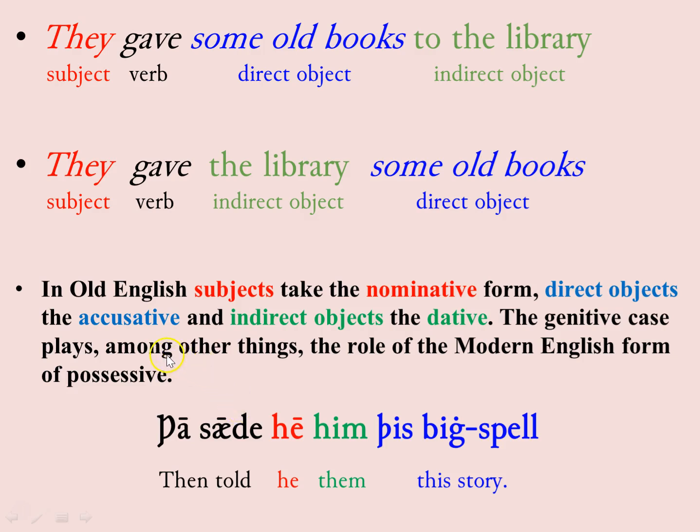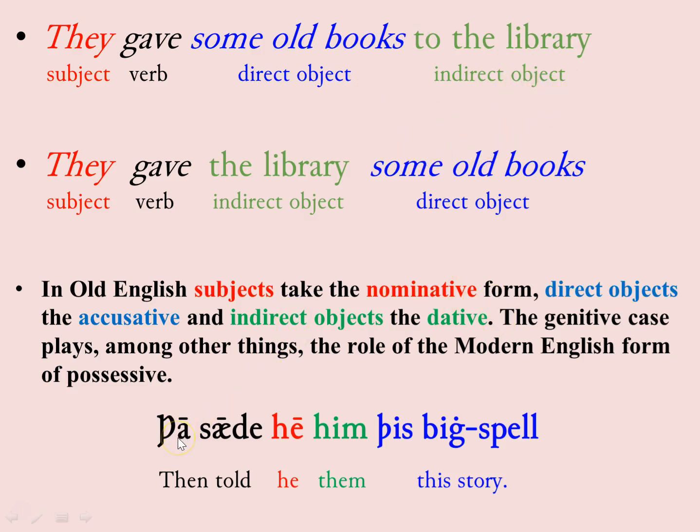Let's start with a sentence. The key thing here is to look, in any clause, sentence, or phrase, at the spelling of the words and determine what case they are in, because that case conveys real grammatical meaning. Just as up here, they is the subject, gave is the verb, some old books the direct object, to the library the indirect object, and they're coloured.